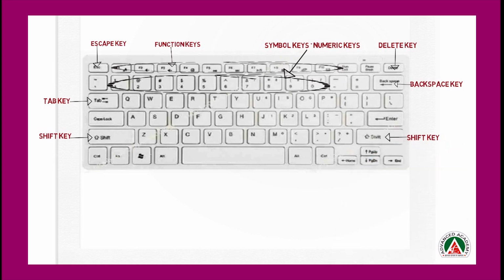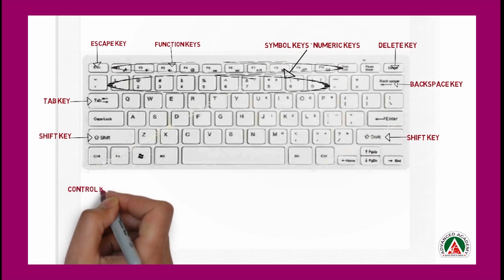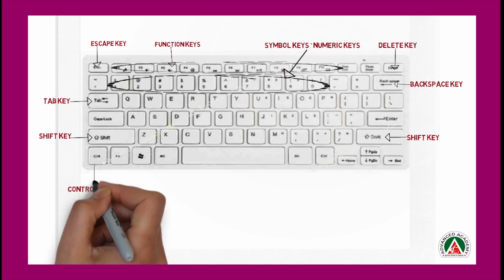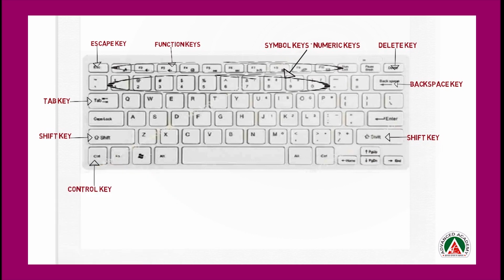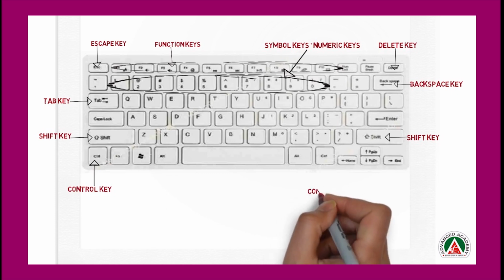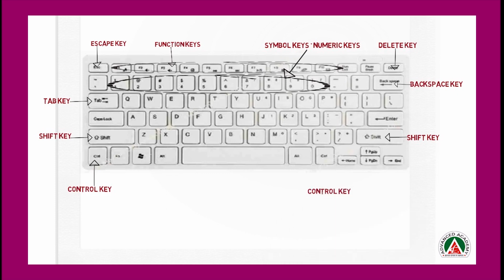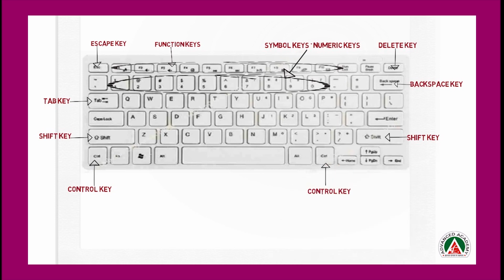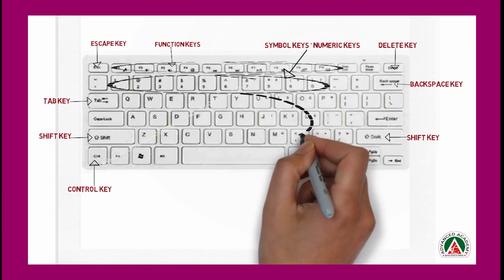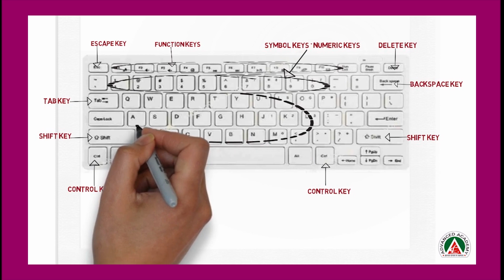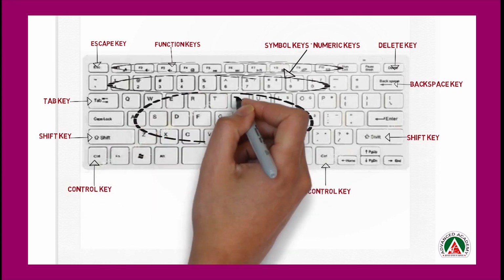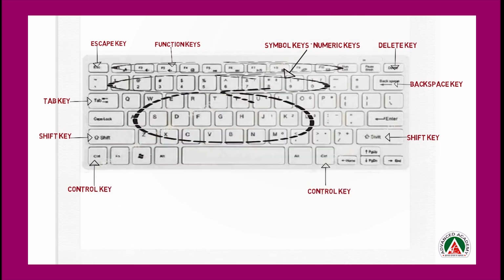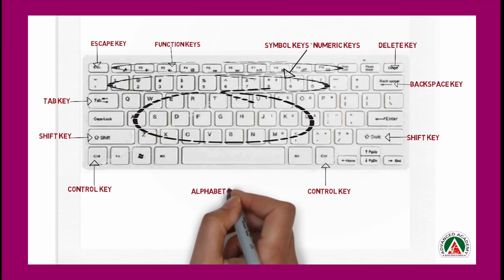Similarly, you are having two control keys, one at the left and second at the right. Both keys are at the bottom of the keyboard. All this set of keys are known as alphabet keys. We will type letters through these alphabet keys.